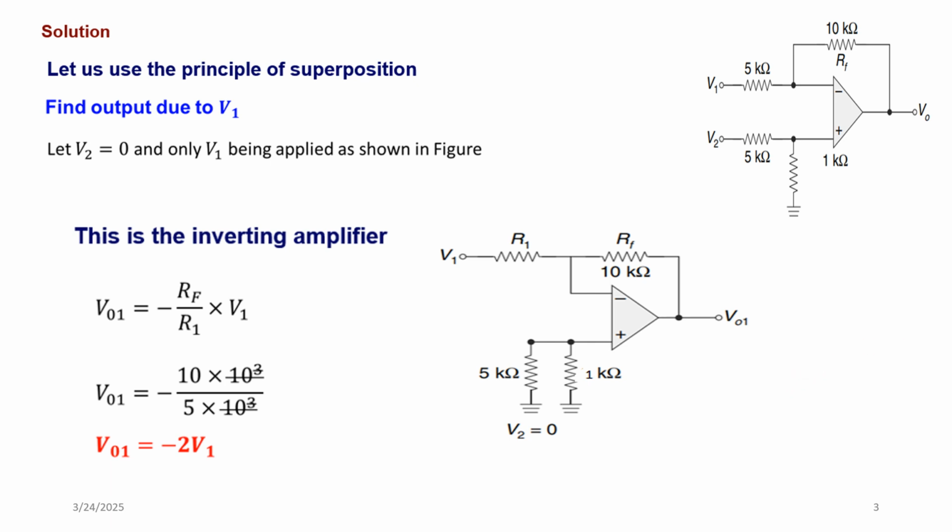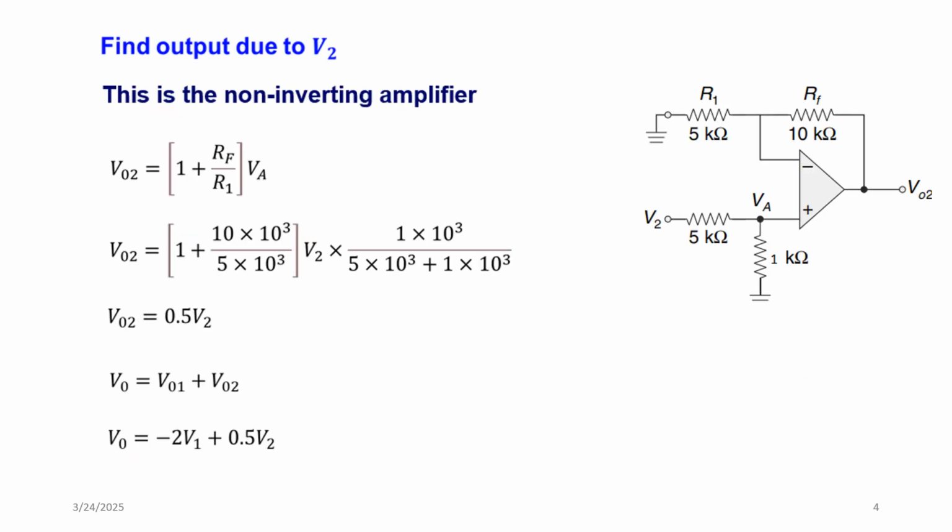Next I am going to consider V1 as 0. Okay, V2 alone we are taking. So V1 as 0, V2 alone we are considering as the input source. That time we are going to work out V02. So now based on this non-inverting amplifier circuit, the formula for V02 is 1 plus RF by R1 into VA. VA as this point potential we are considering.